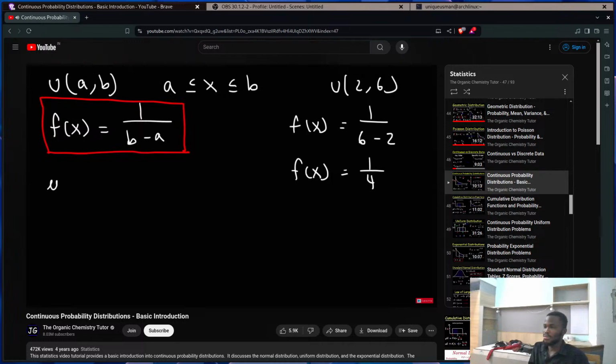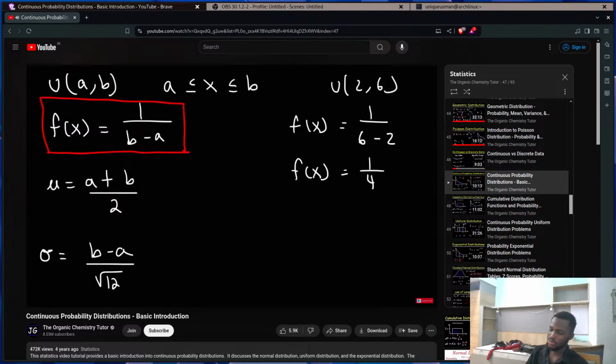Now the next thing you need to know is that the mean is equal to the average of a and b. So it's the sum of a and b divided by 2. And next is the standard deviation. That looks like theta, but it should be sigma. The standard deviation is the difference b minus a divided by the square root of 12. So those are some formulas that you may want to write down when dealing with the uniform distribution, which is one of the types of continuous probability distributions that you need to know.